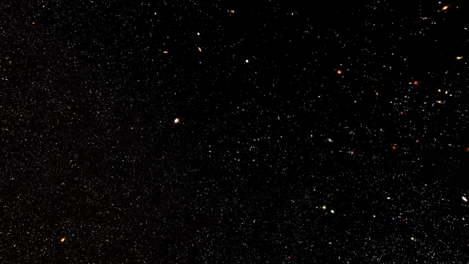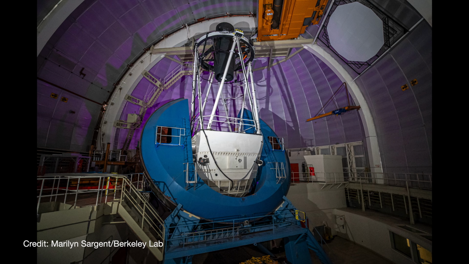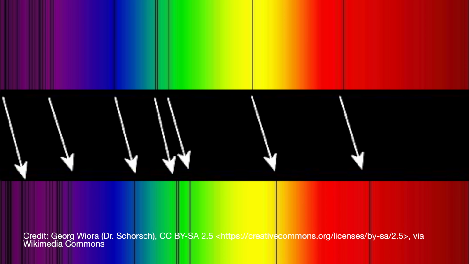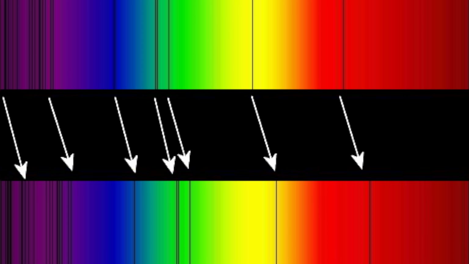DESI stands for the Dark Energy Spectroscopic Instrument, a device mounted on the Mayall telescope at the Kitt Peak Observatory in Arizona. It splits incoming light into spectra, measuring how far each galaxy, quasar, or star has shifted towards the red end of the spectrum as the universe expands. That shift, the redshift, is a direct proxy for distance and cosmic time.